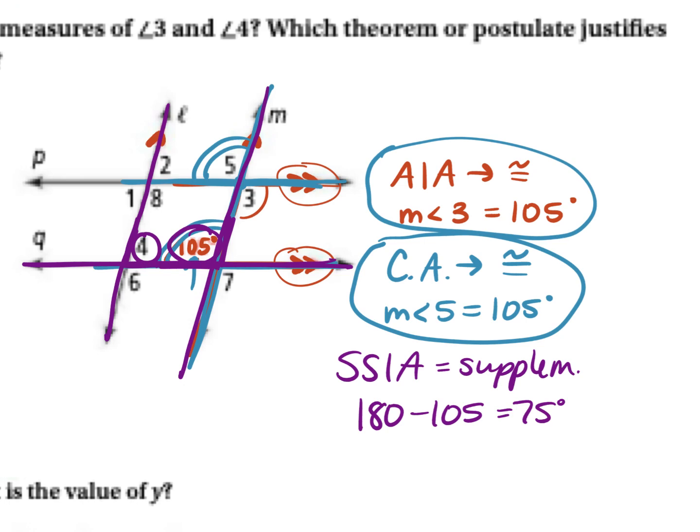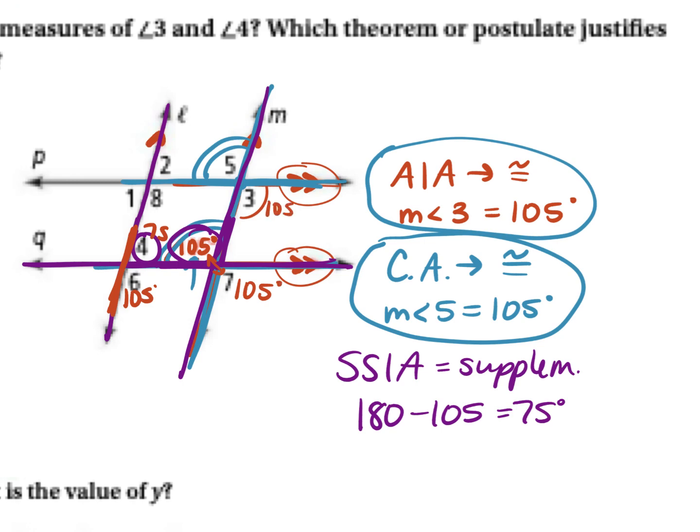So that's same side interiors, supplementary. Now here, I'm just gonna give you a quick rundown. You could say 4 is 75, right? You could say 4 and 6 are a linear pair, which are supplementary. This would be 105. You could say 7 and 105 are vertical, so this would be 105.